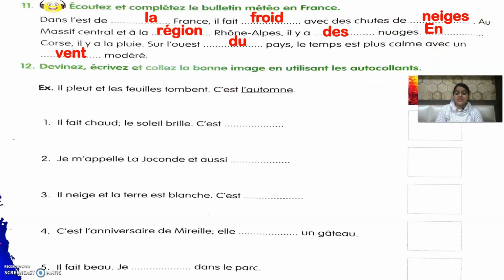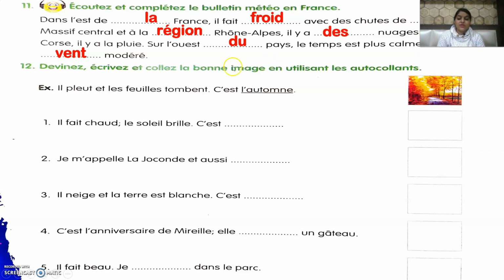Now let's move to the last exercise of this lesson. The last exercise says, devinez, écrivez et collez la bonne image en utilisant les autocollants. So we have to write the sentences also and we have to put the stickers that are given at the last, so we have to match the stickers with the sentences. For example, they have given the first, it's written, il pleut et les feuilles tombent, that means it rains and the leaves fall. C'est l'automne, that's autumn. So they have pasted a picture of autumn.